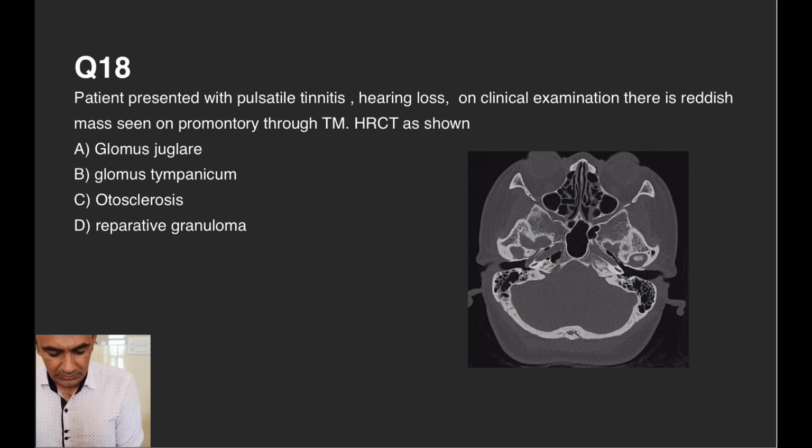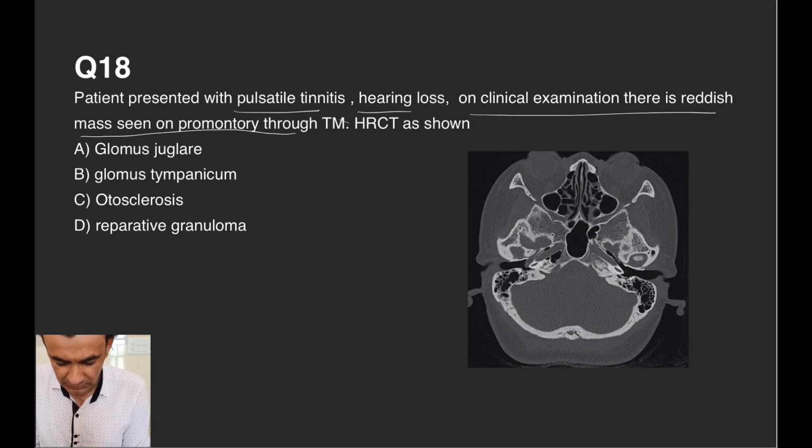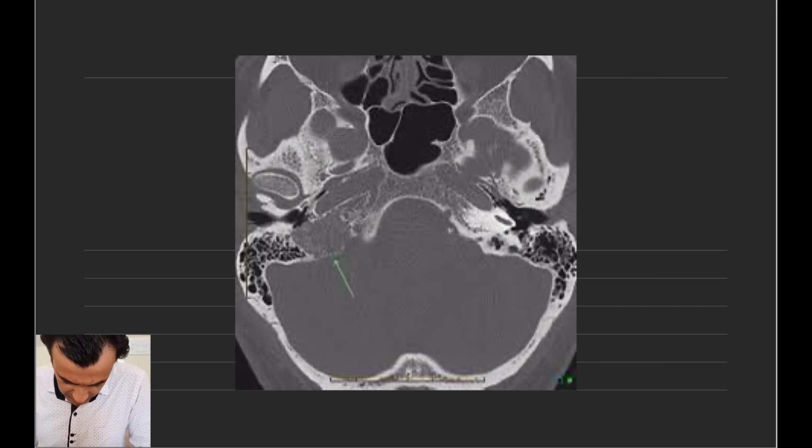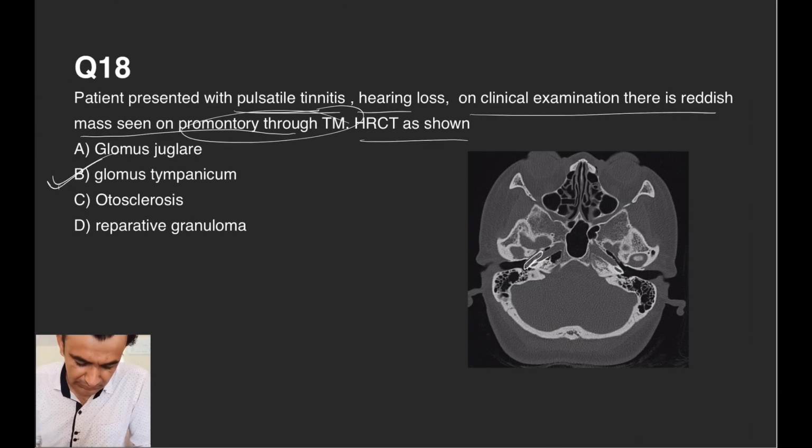Question number 18. Patient presented with pulsatile tinnitus, hearing loss. On clinical examination there is a mass seen on the promontory through TM. HRCT given. TM में मास था और पल्सटाइल टिनाइटिस था. तो जब मास दिखता है promontory पे TM में, तो this is glomus tympanicum. But some people are saying this was glomus jugulare. In jugulare, the mass is seen here. Whichever image was in the exam is the answer, but I think it is glomus tympanicum.